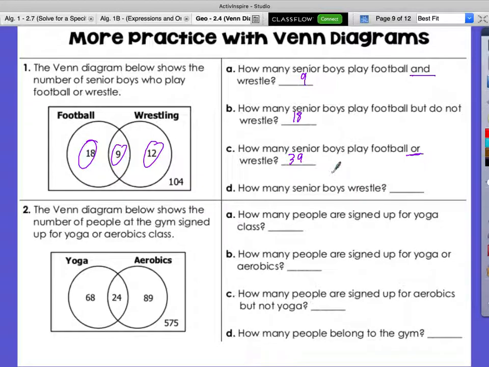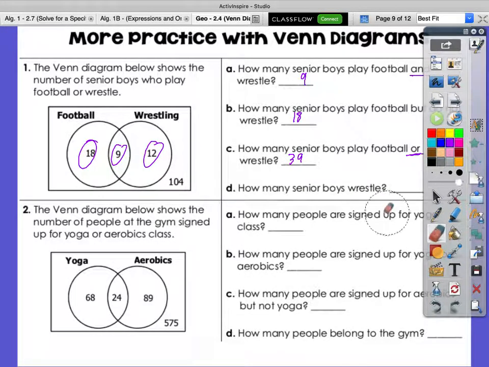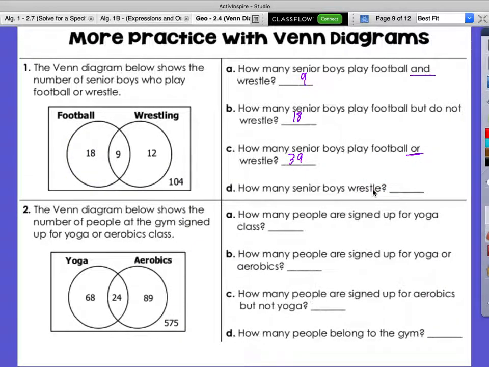Quiet, please. Thank you. How many senior boys wrestle? 12 plus 9, which is 21. There are a total of 21 boys that are seniors and wrestle.